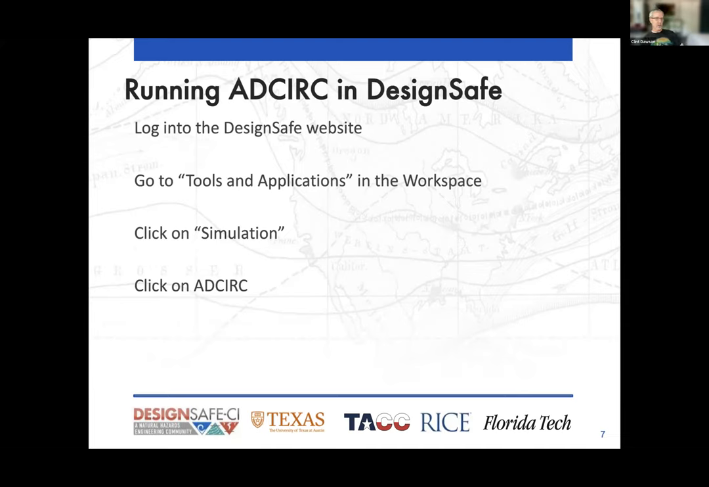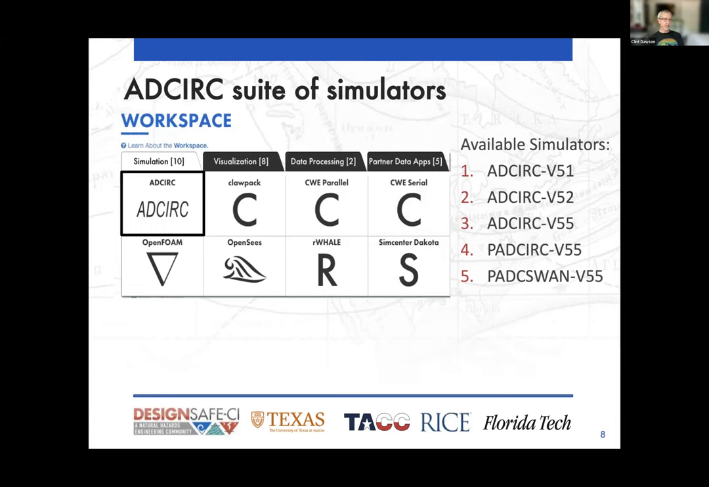All right, now to run ADCIRC in the DesignSafe portal, you have to log into the DesignSafe website. You go to Tools and Applications in the workspace, and I'll walk through this in a live demo in a second. You click on Simulation, and you click on ADCIRC, and then it's going to look like this. So this is the workspace, the simulation part of the workspace.